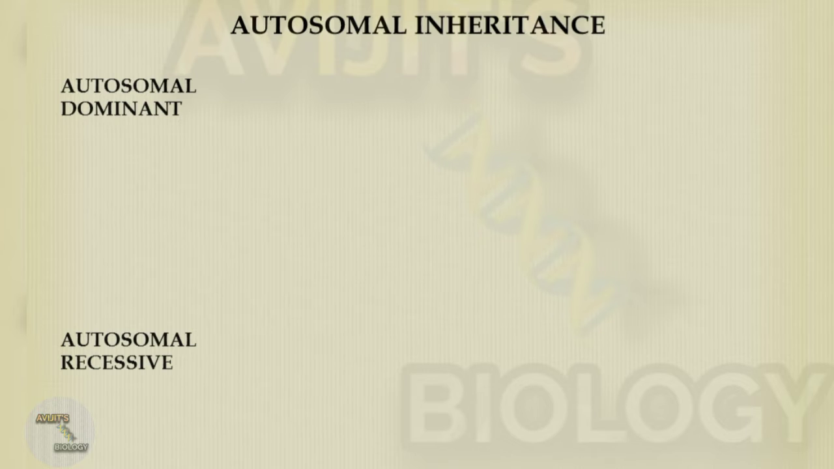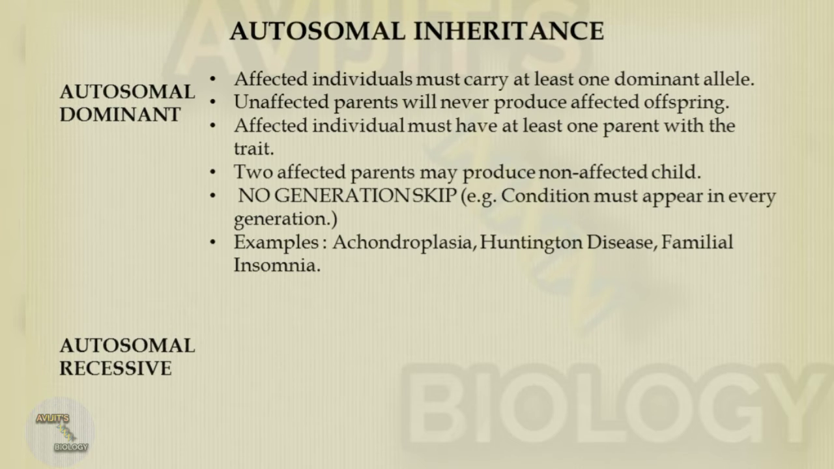Now let's discuss the autosomal dominant inheritance. Here, affected individuals must carry at least one dominant allele. Here, unaffected parents will never produce affected offspring unless a mutation occurs, a new mutation actually. An affected individual must have at least one parent with the trait. And here, the most interesting thing is that two affected parents may produce a non-affected child. This is a very important characteristic of autosomal dominant inheritance.